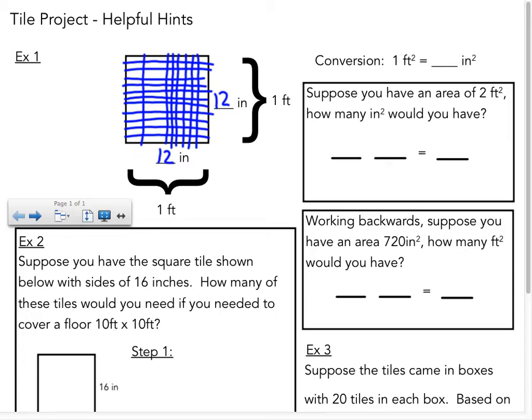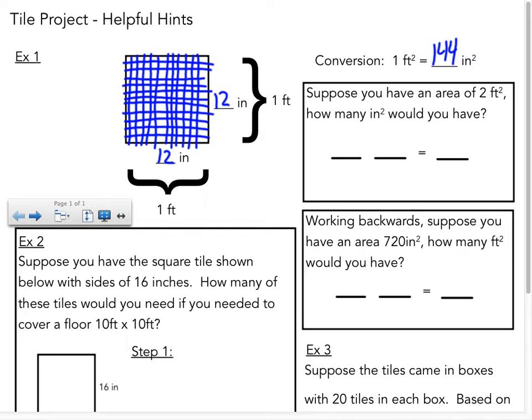Now I could sit here and count all these little dots, or I could be a little more clever about it. The reality is that it's 12 by 12. So there's really 12 times 12 square inches in 1 square foot, and 12 times 12 is 144. So there's 144 inches squared in 1 square foot.